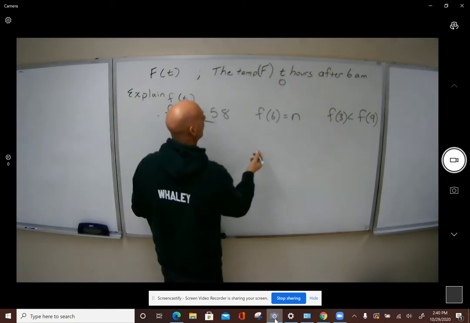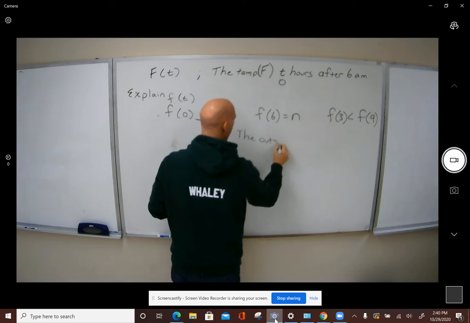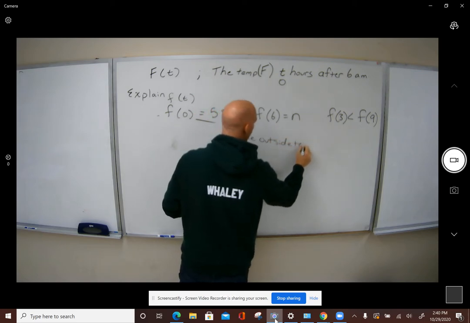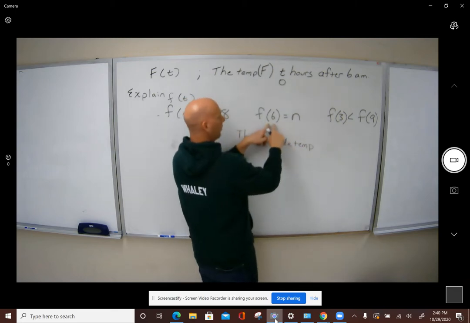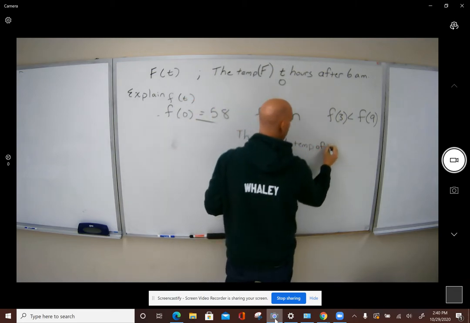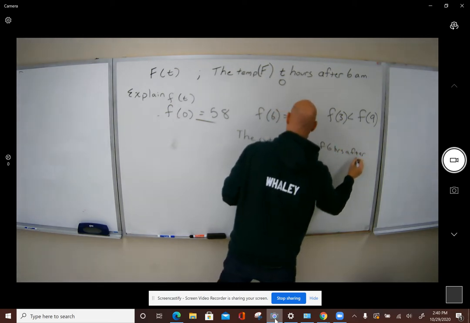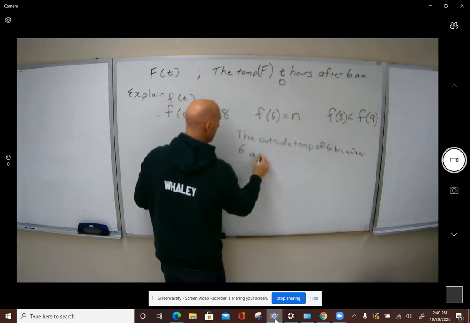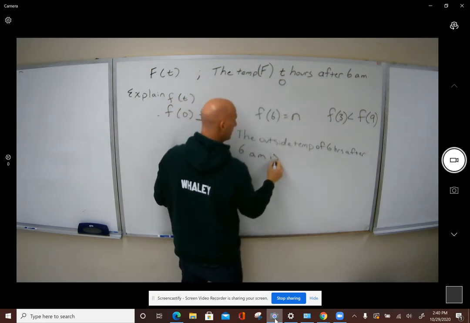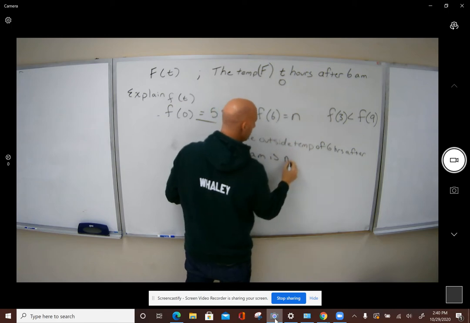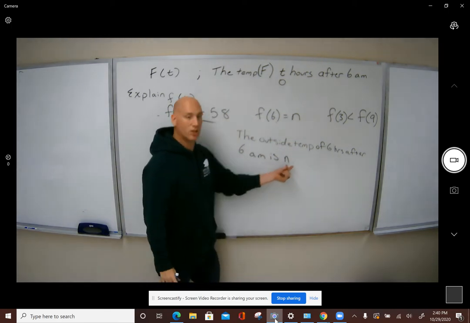I guess if I'm going to write it out, it would be the outside temp. So that's the F part. And then we're looking at 6 hours after 6 a.m. That's the t part, is n degrees. So we don't have a definite degree here, but we know we're just going to call it n.